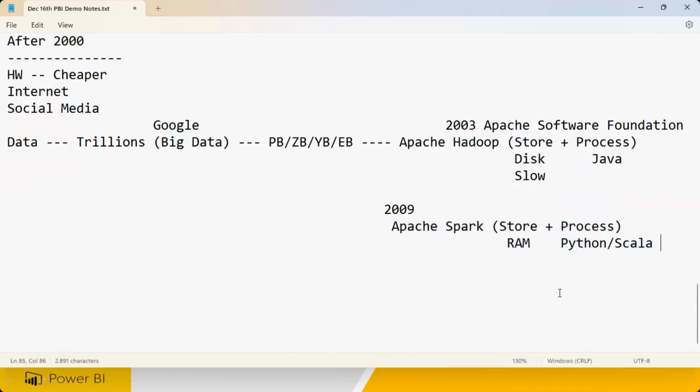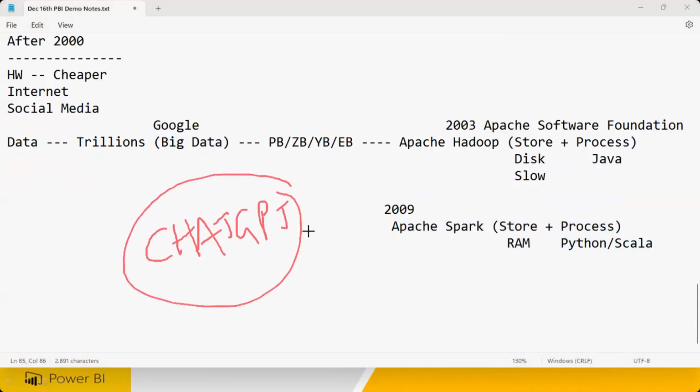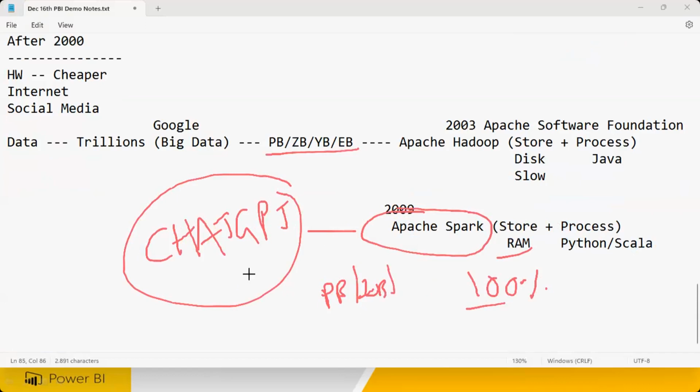When you have a large amount of data, especially your ChatGPT data, right? Your ChatGPT data today is with Apache Spark. Clear? It is going to be 100 times faster. We're talking today about petabytes, zettabytes, terabytes of data. ChatGPT gets its data from Apache Spark only. Earlier, people were using Apache Hadoop, and these softwares are completely free. Hardware you have to buy.